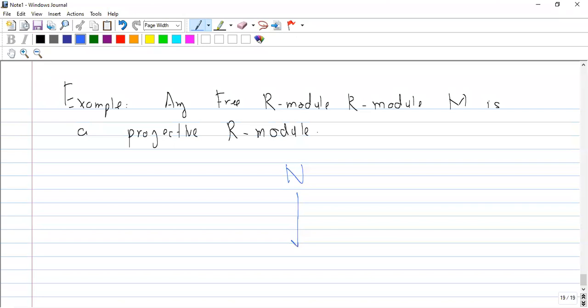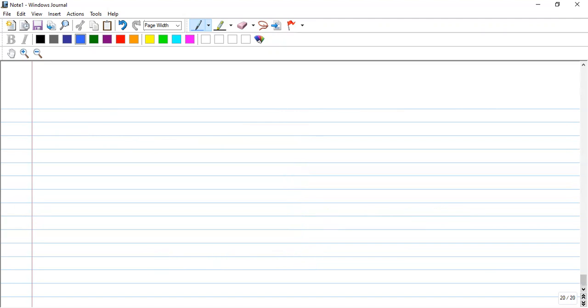I will take this G as a surjective map from N to N dash, because I have to prove this in general, and M, and there exists a map which is an R module homomorphism from M to N dash, and this N and N dash are also R modules. So I need to show that a lifting of this map exists.